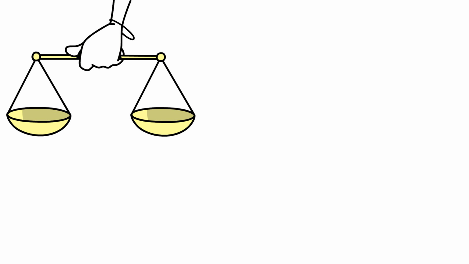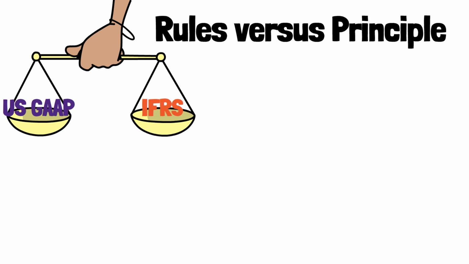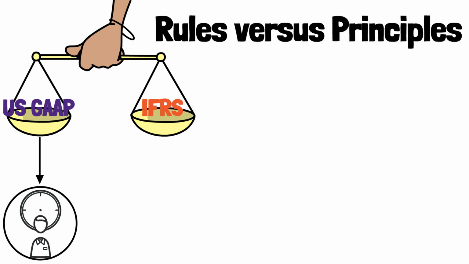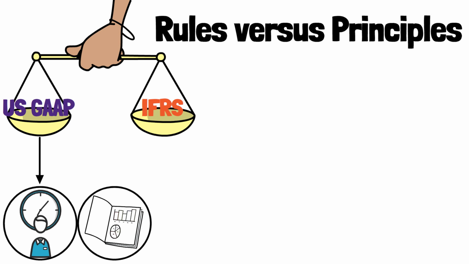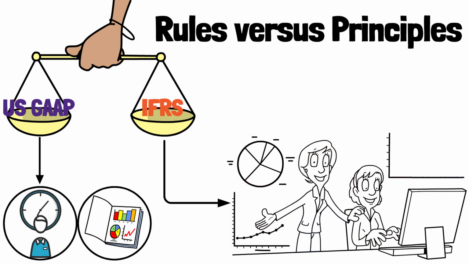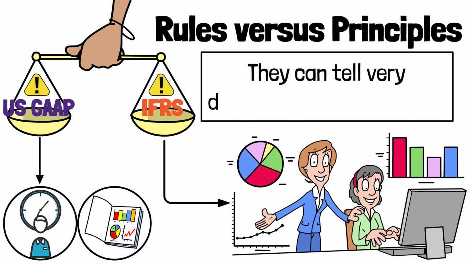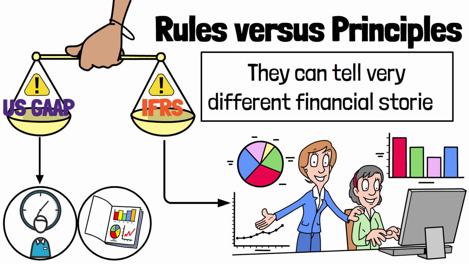Key takeaways: the biggest difference between US GAAP and IFRS comes down to rules versus principles. US GAAP prioritizes consistency and detailed guidance. IFRS prioritizes flexibility and economic reality. Neither system is better, but they can tell very different financial stories.